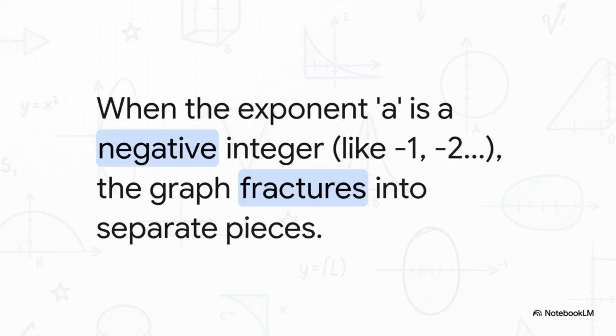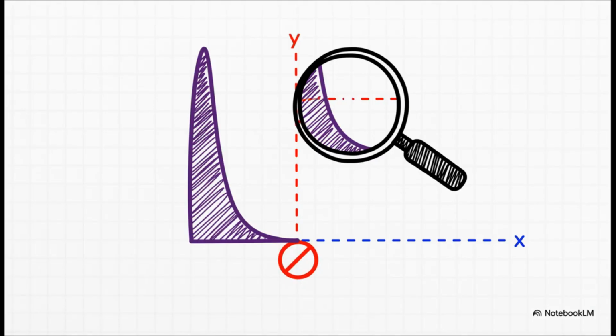It looks like the graph is trying to get as far away from the center as possible. So why does it break like that? Well, you've got to remember that a negative exponent, like x to the power of -1, is just a fancy way of writing 1 divided by x. And there's one golden rule in math: you can never, ever divide by 0. It's forbidden. So that's why x can't be 0, and that's what creates that physical gap in the graph.